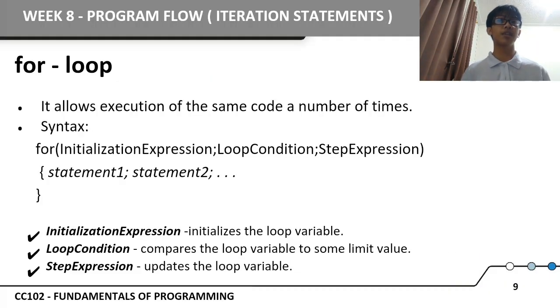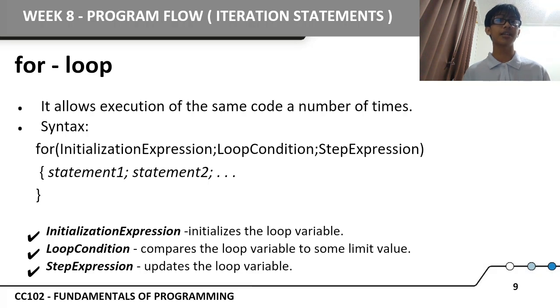The for loop is a control structure that allows you to execute the same block of code a specific number of times. It's ideal for situations where the number of iterations is known beforehand. The syntax is: initialization expression, which sets up the loop variable, usually defining its starting value, like int i = 0. We have the loop condition, which is checked before each iteration to evaluate whether it's true or false, and if it's false, the loop stops. We have the step expression, which updates the loop variable after each iteration, for example i++ to increment the value.